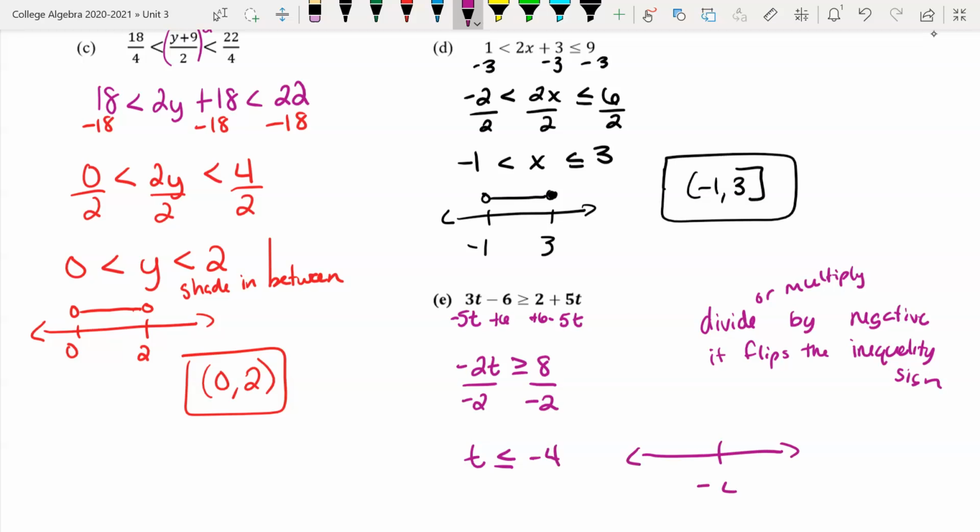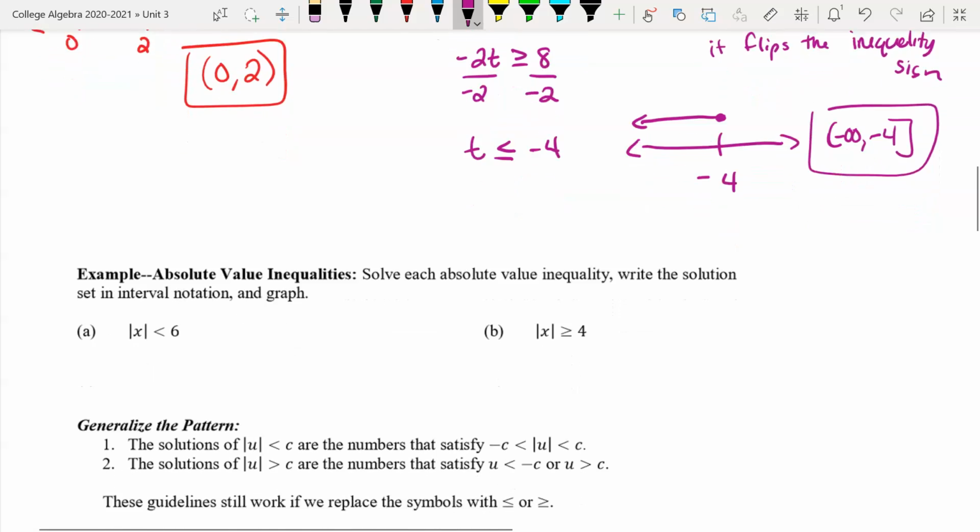So I'd graph negative 4, put a closed circle. I'm going to shade to the left because I want less than or equal to. And then it should be negative infinity with a parenthesis all the way to negative 4 with a bracket. And that would be your answer in interval notation. So that's what you're going to see on the Hawks, if you have an inequality like that, it's a nice review of how to write interval notation. But then we also get into absolute value problems.